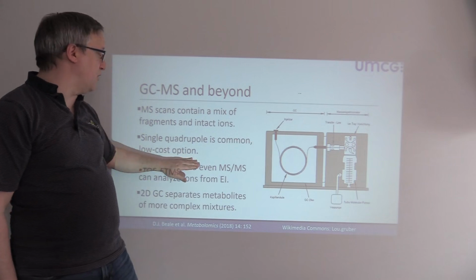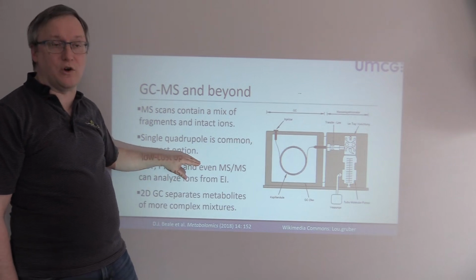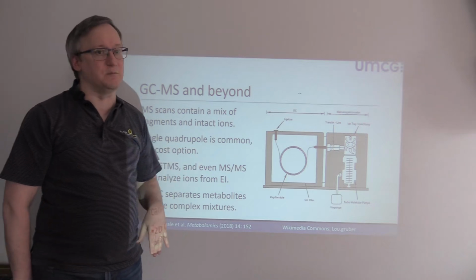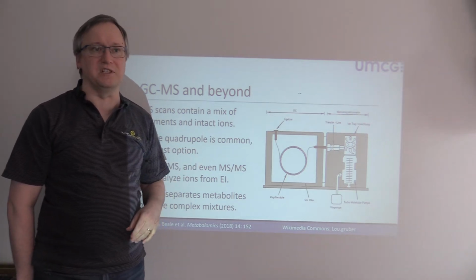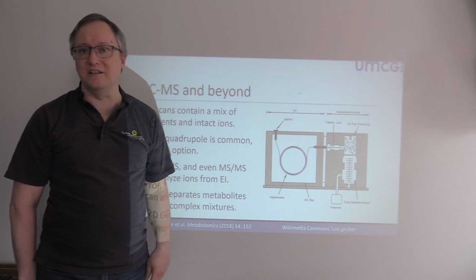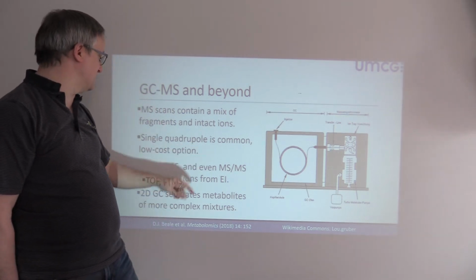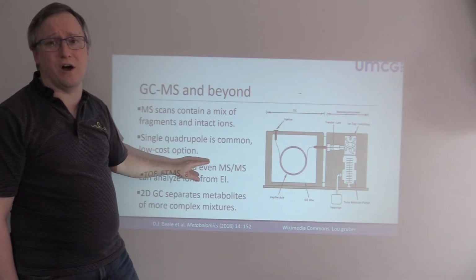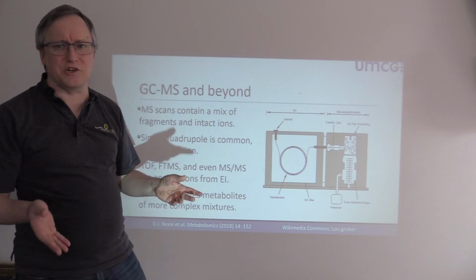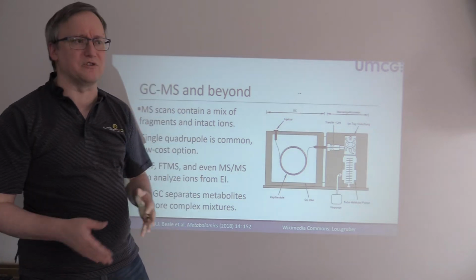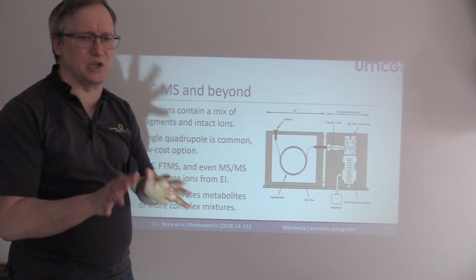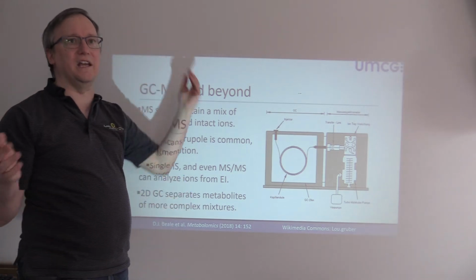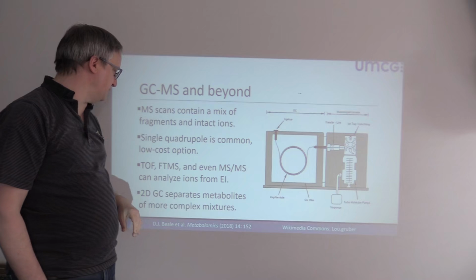Okay, now quite commonly we see single quadrupoles used here. These machines are very, very hard to kill, so you'll see some of these things from the 1990s still running in some core facilities. And it's a very low-cost option. The manufacture of quadrupole and ion trap instruments is much less expensive than these high-end Fourier Transform based instruments.